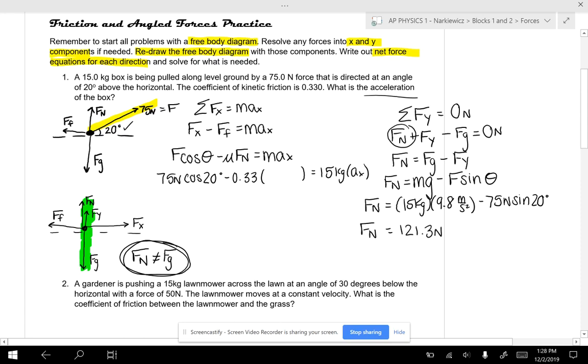So now that I have that number, I can substitute it in where I left that blank spot before, and I can go ahead and do the math in the x direction to find the acceleration.